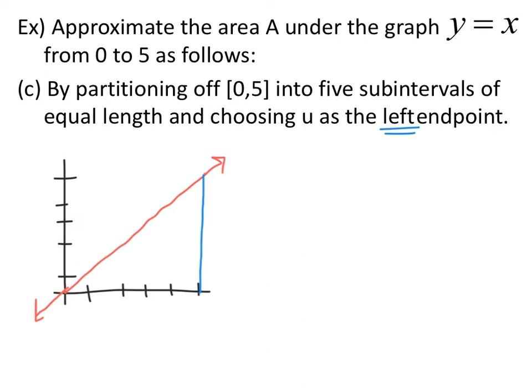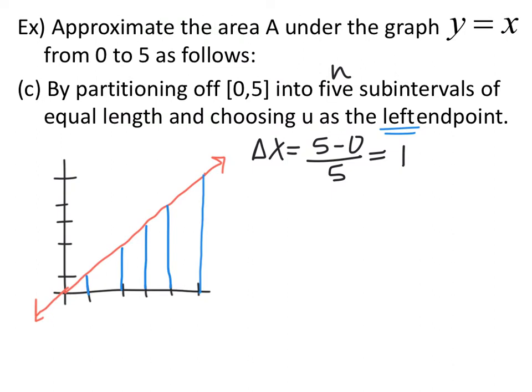So now we're going to do the same thing again with the same graph and the same interval, but instead we're going to split our interval into 5 equal subintervals. So when we find delta x, it's still going to be 5 minus 0, b minus a, but now our n is 5 because we're splitting it into 5 subintervals. So each subinterval is going to have a width of 1 instead of a width of 2.5. So when I split this up, that means every 1 unit I'm going to have an interval. So I'm going to have 5 rectangles instead of 2 rectangles.